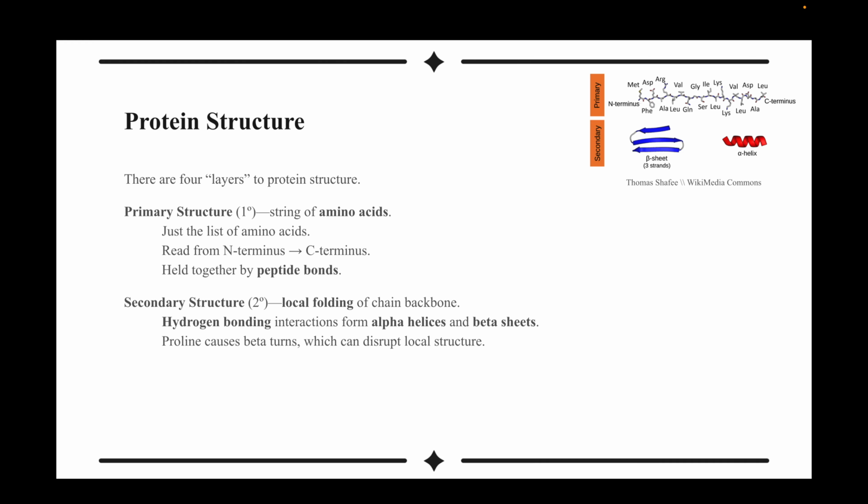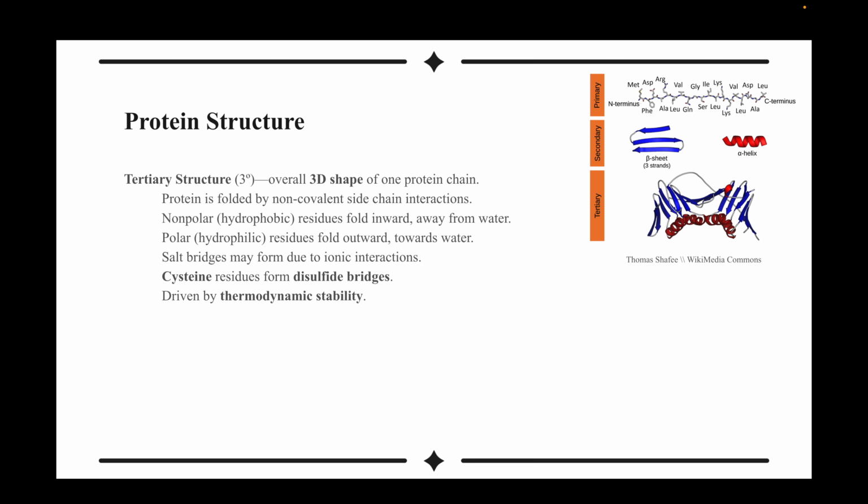The secondary structure of a protein is the local folding of the chain backbone. What that means is when you put the protein in a solution, hydrogen bonding occurs, which forms alpha helices and beta sheets. This begins to give the protein a sort of structure. The amino acid proline can cause beta turns in a protein, which can disrupt the local structure, especially in cases of protein mutations.